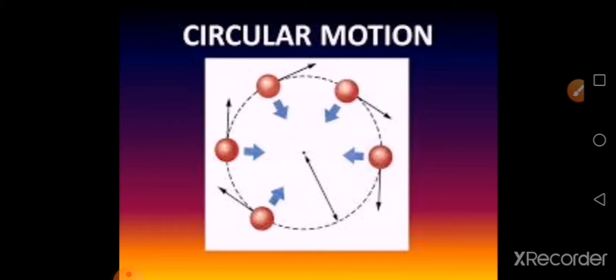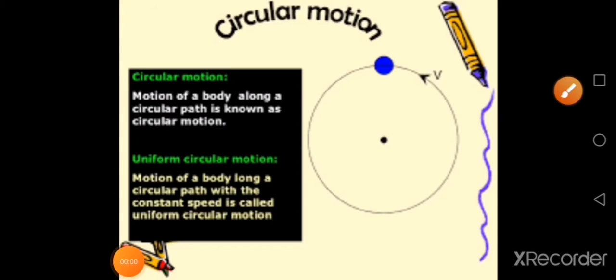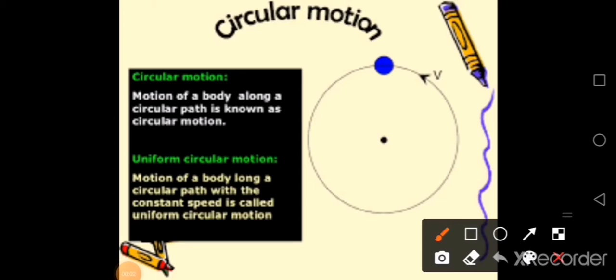Today in our class, we are going to start with chapter 8, uniform circular motion. Let us see what is circular motion and what is uniform circular motion.